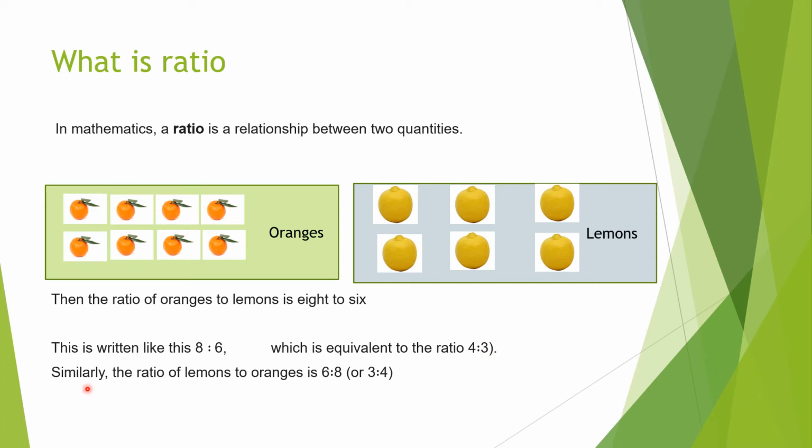Similarly, the ratio of lemons to oranges is 6 to 8. It is 6 first because the lemons are written first in this case, and the lemon box contains 6 items. Or it can be reduced to 3 to 4, just as we did above.